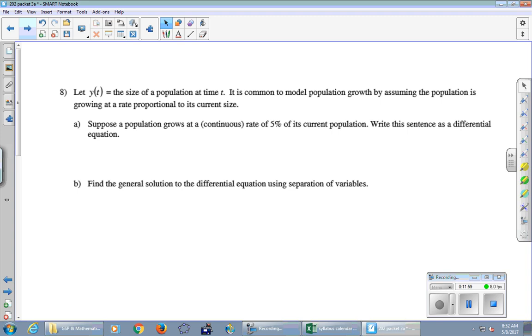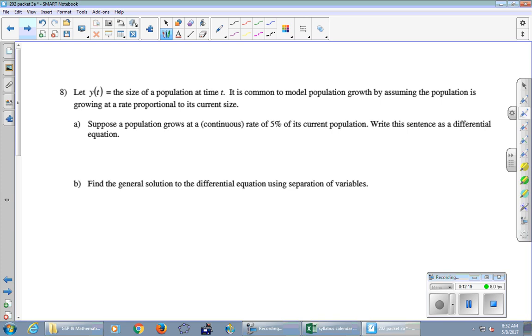Okay, number 8. Let y of t equal the size of a population at time t. It's common to model population growth by assuming the population is growing at a rate proportional to its current size. So let's take a look at A.